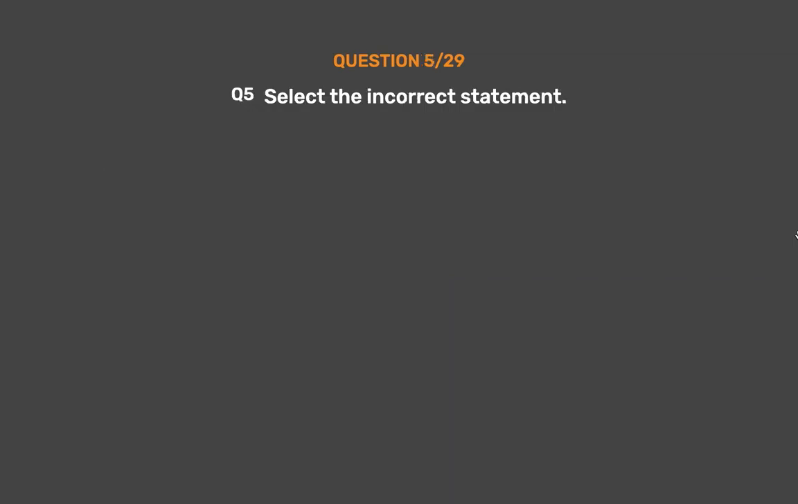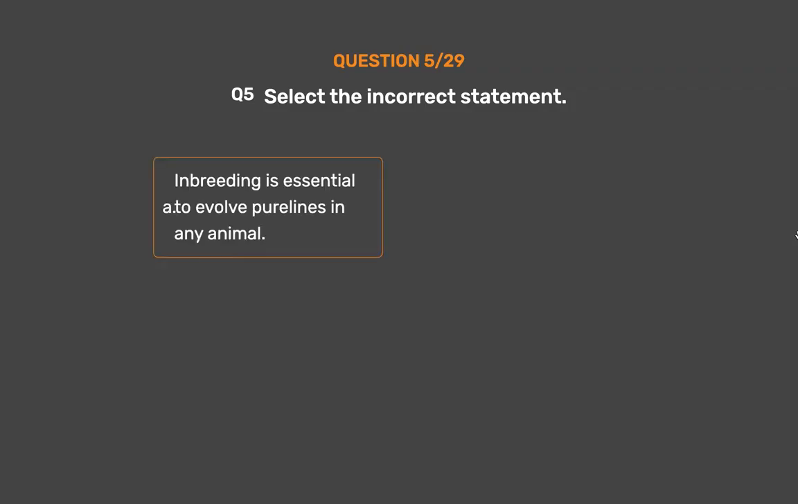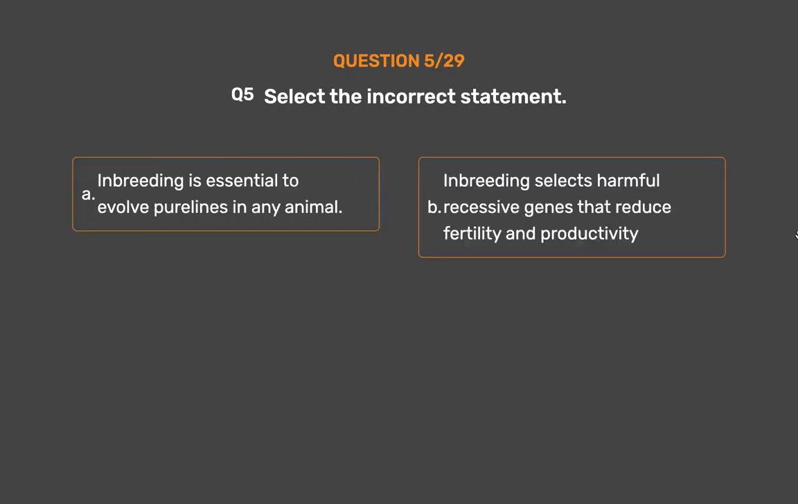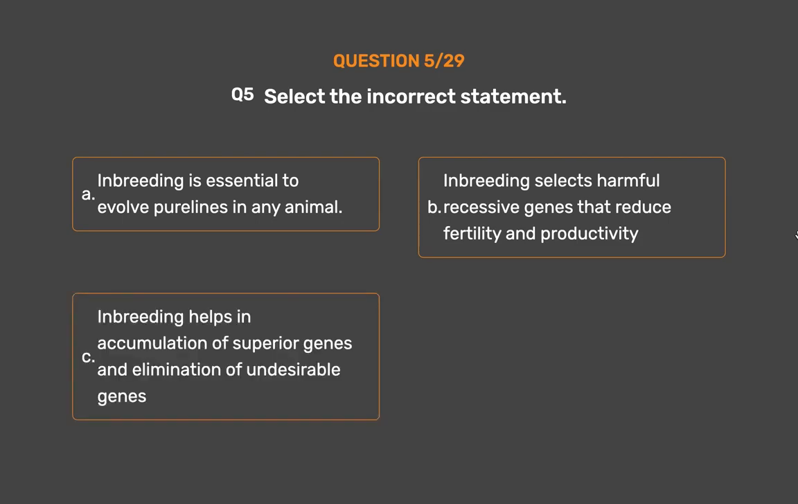Question number 5. Select the incorrect statement. Option A. Inbreeding is essential to evolve pure lines in any animal. Option B. Inbreeding selects harmful recessive genes that reduce fertility and productivity. Option C. Inbreeding helps in accumulation of superior genes and elimination of undesirable genes. Option D. Inbreeding increases homozygosity.